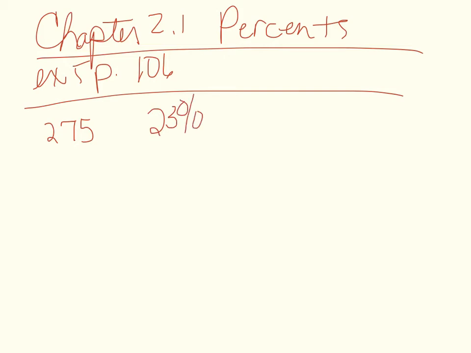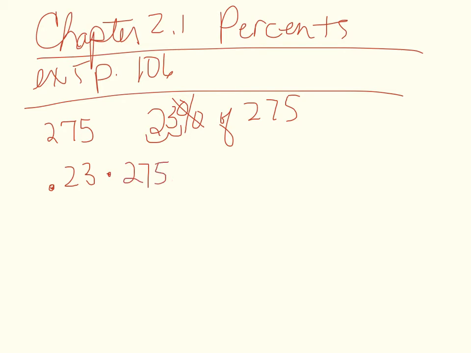23% of the 275, and what does "of" mean? It means to multiply. So we can set that up. You can do it either way; they're not asking you how to do it or telling you to put it in anything. So let's put it as a decimal here. Let's set this up: 23, move it over, so 0.23 times 275.